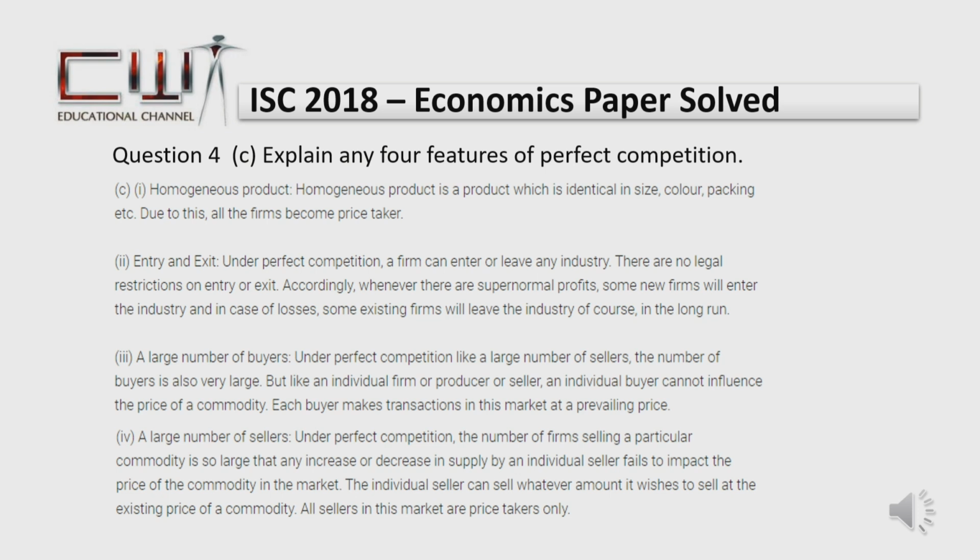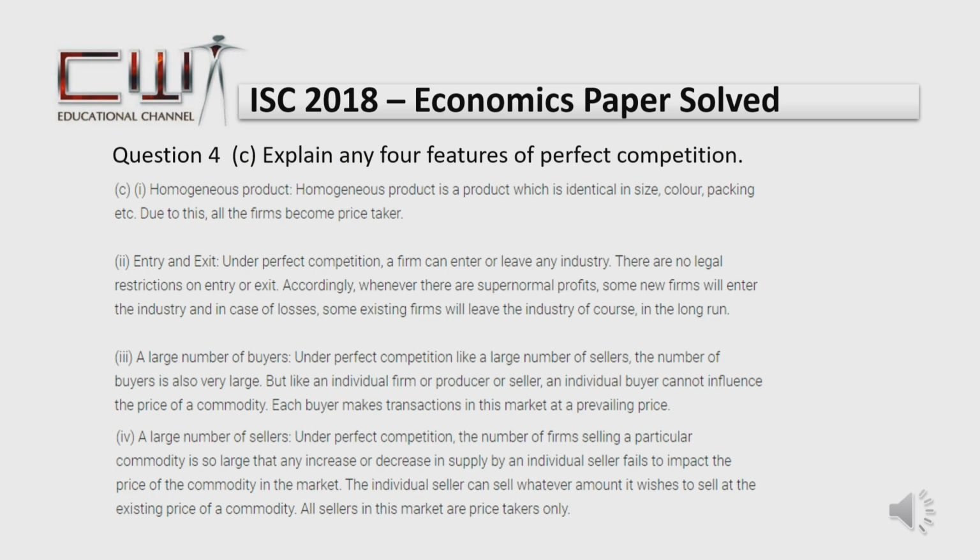A large number of buyers are there in case of perfect competition, so that no individual firm or producer or seller or individual buyer can influence the price of a commodity. Each buyer makes transactions in this market at the prevailing price.